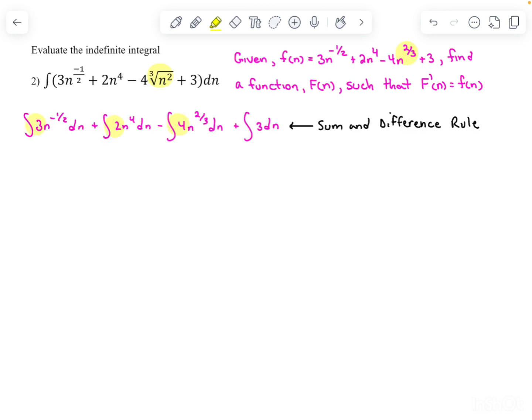Next, I'm going to apply the coefficient rule to the 3, the 2, and the 4. That will look like this.